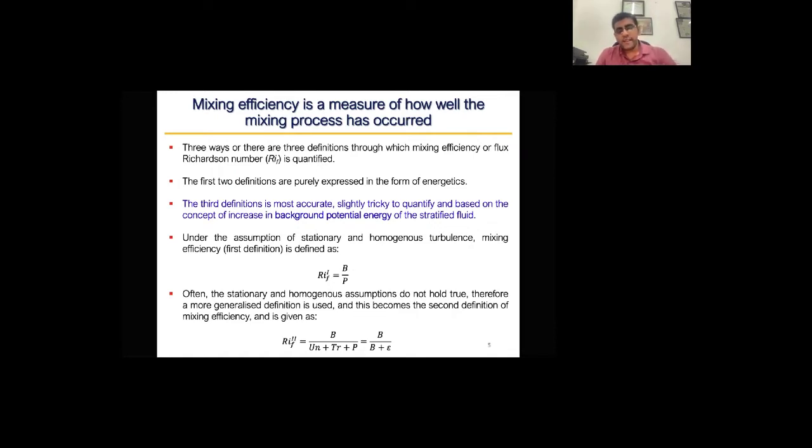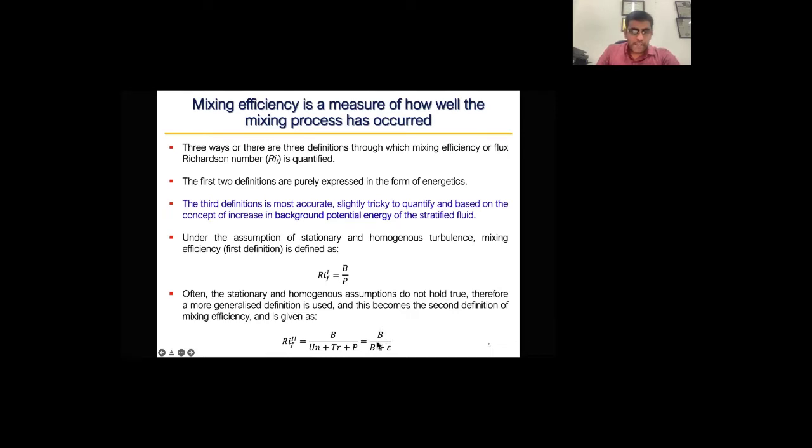Therefore, a more generalized definition is the second definition of mixing efficiency, which allows me to get rid of this assumption of stationarity and homogeneity. I define it further as B, the buoyancy, divided by all the other terms present in the turbulent kinetic energy equation, which is the unsteady term plus the transport term plus the production term. And this basically gives me B by B plus epsilon.